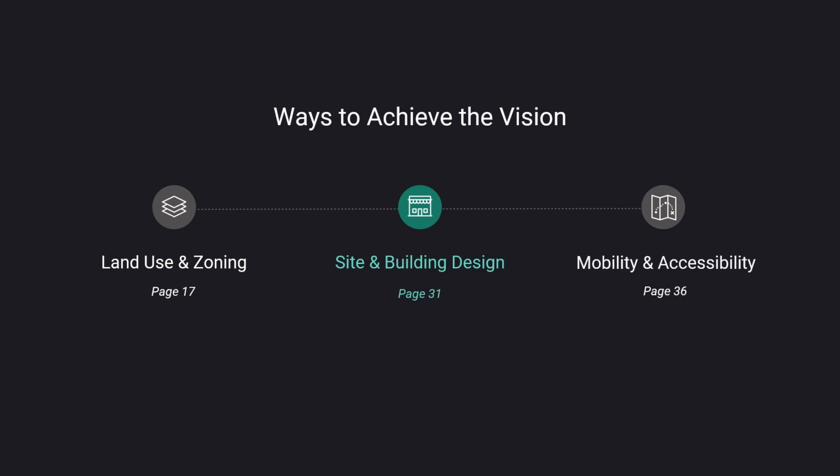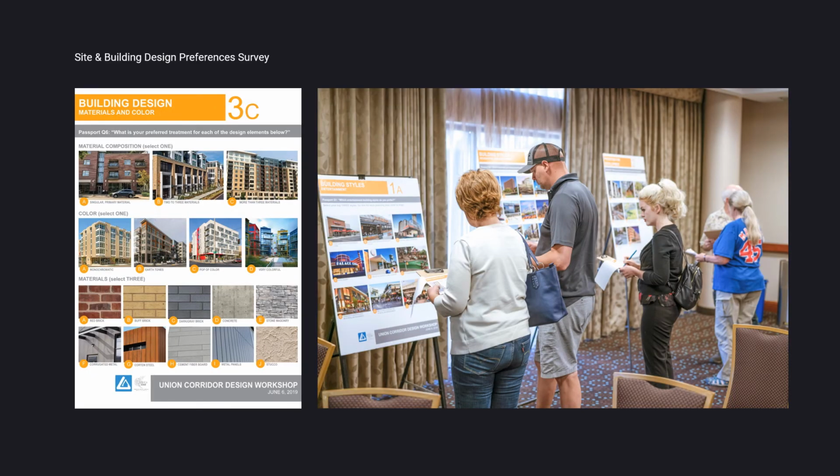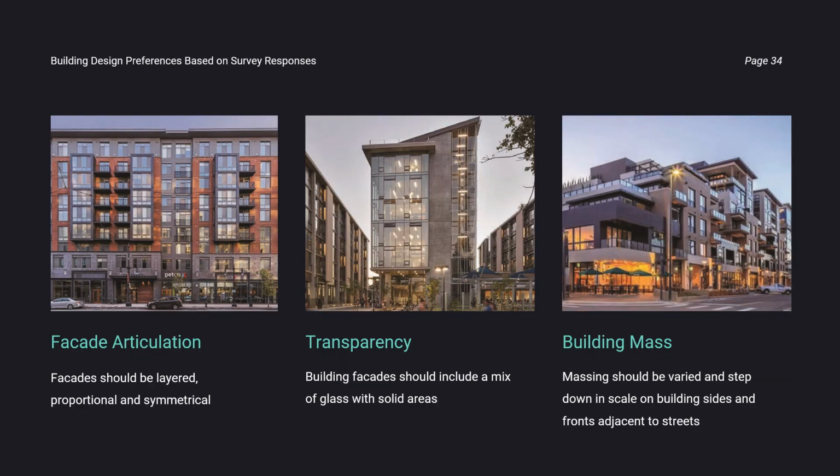The second tool to achieve the vision for Union is through site and building design. During the 3rd meeting, participants were asked about their preferences for building styles, priorities for development, building design, street design, and public plaza design elements. For building design, the majority of individuals indicated that they would like to see symmetrical facades for buildings that include a mix of glass with solid areas, and the building mass itself should be varied.